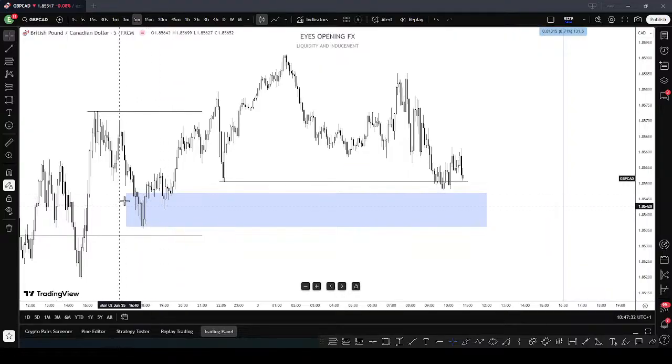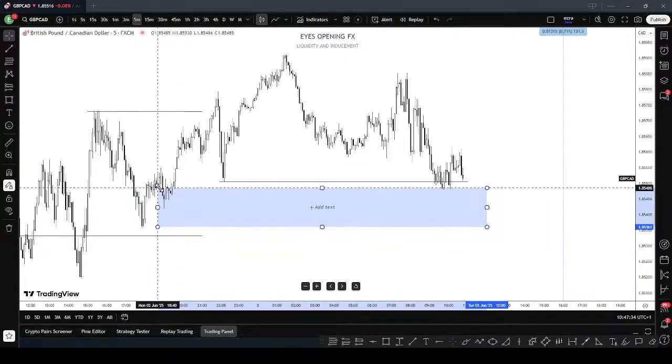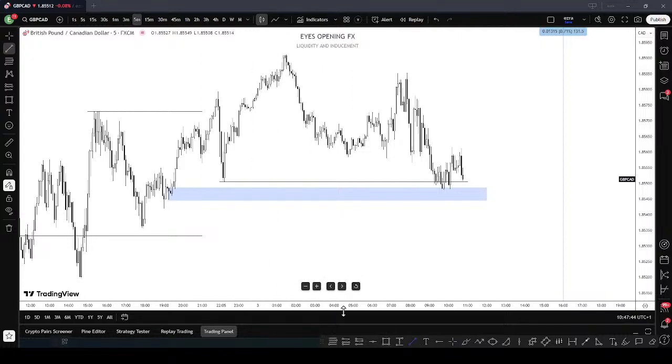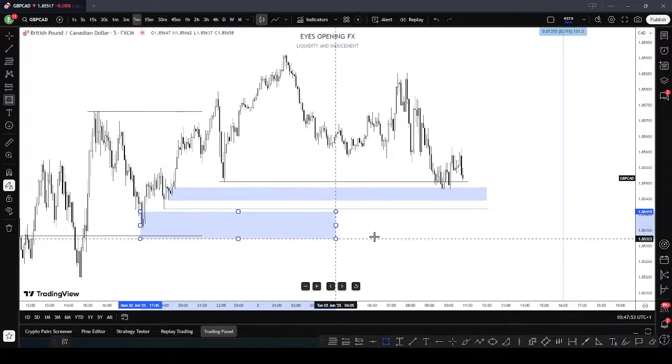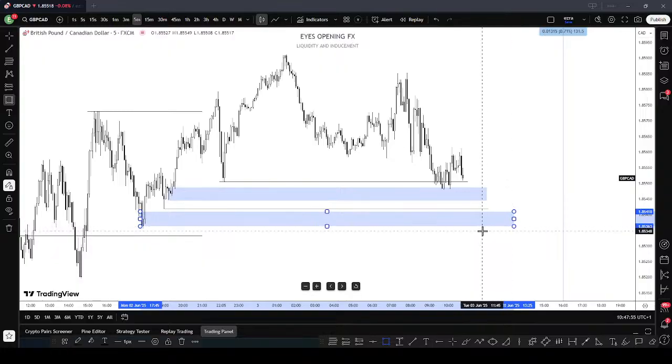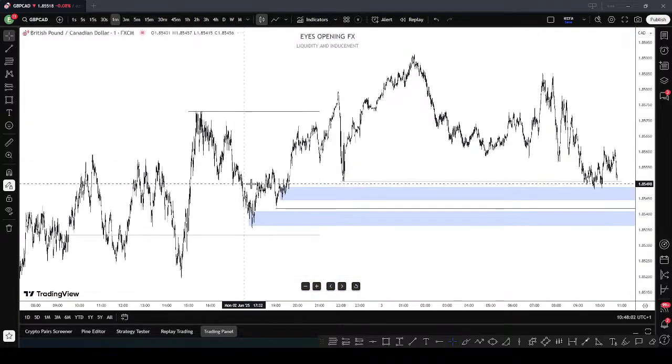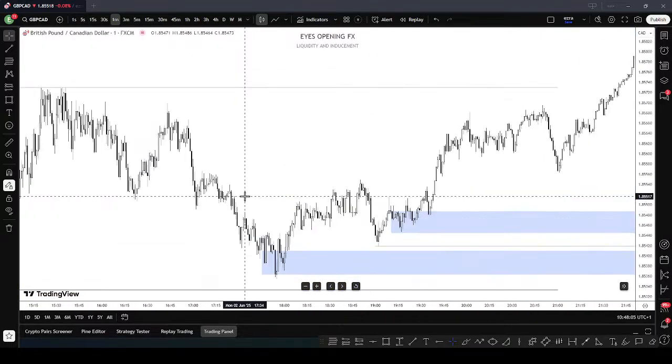And right here we have a clear mitigation, but we have two POI just right here. We have one here, we have one POI right there, and we also have another one right here. If you want to refine this POI even further, you can go to a one minute time frame if you want to take the instant entry without waiting for confirmation.